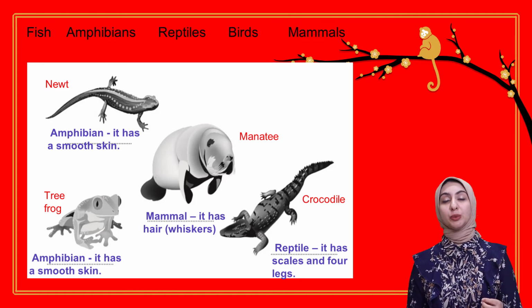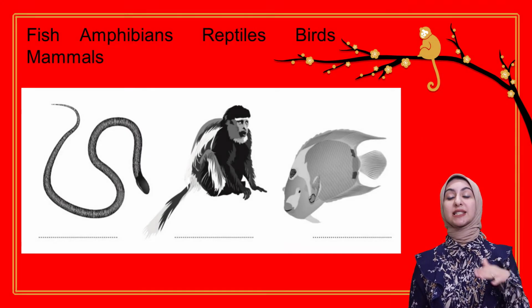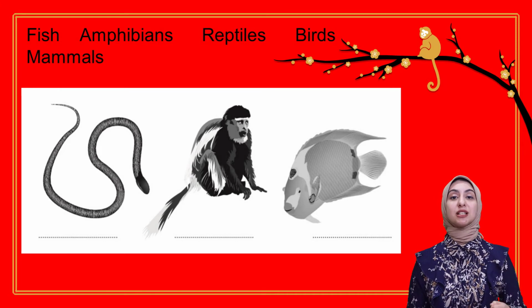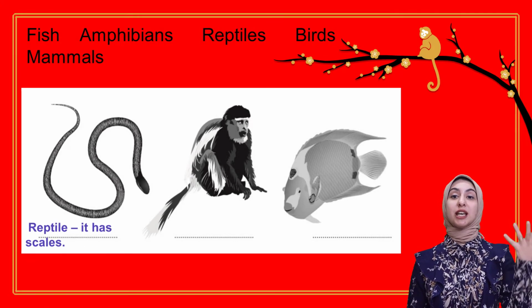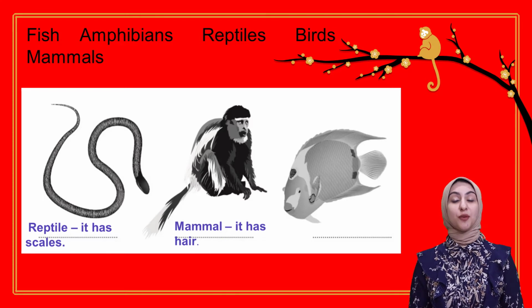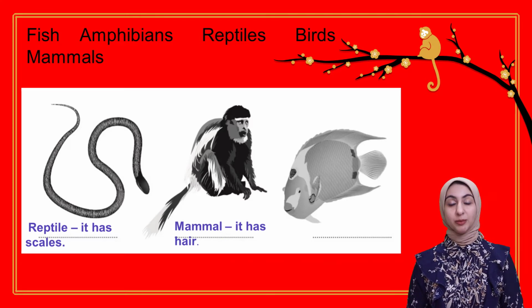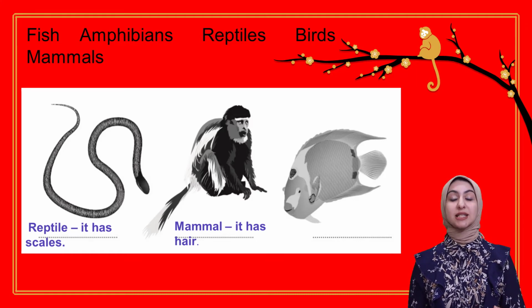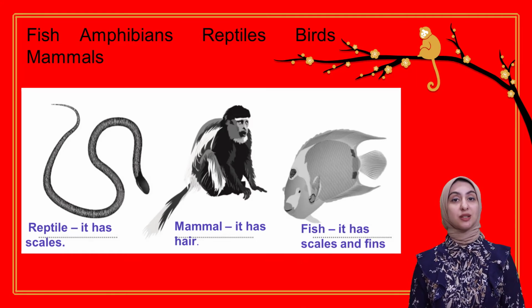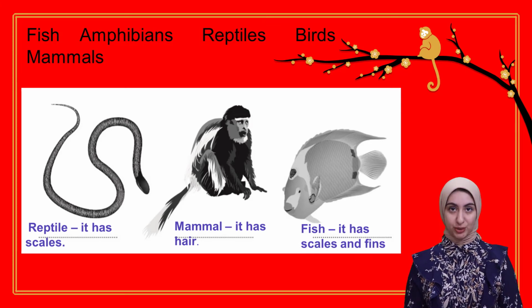Then we have a vertebrate which has scales on its body, so it is classified as a reptile. Then we have a monkey which has hair on its body, so it is classified as a mammal. Then we have another vertebrate which has fins, gills and scaly skin, so it is classified as fish.